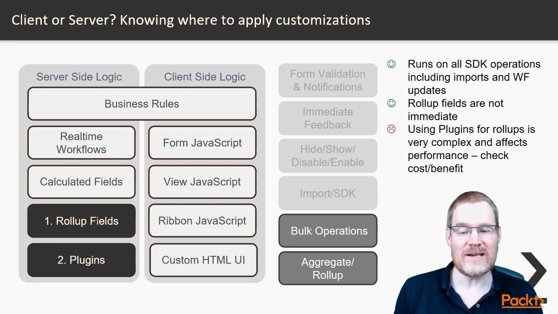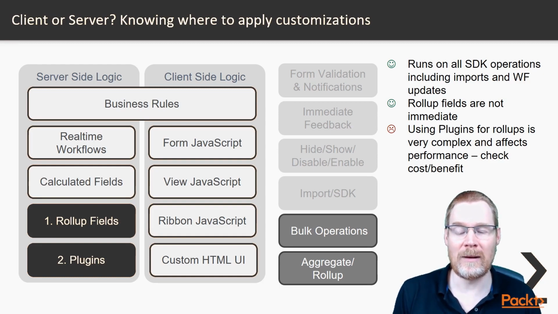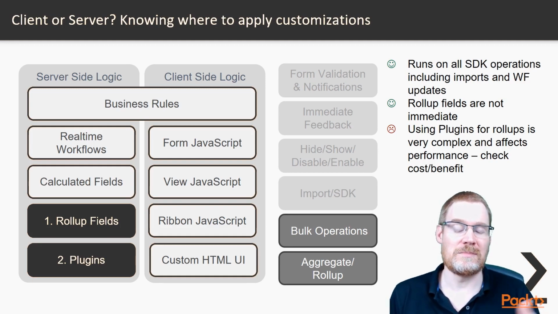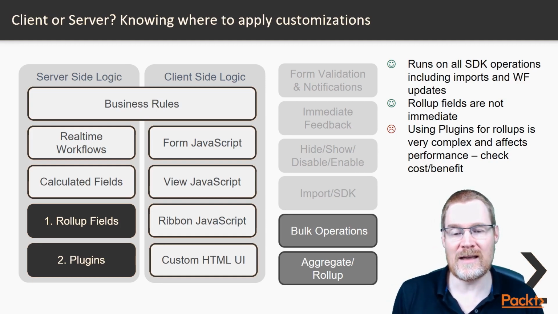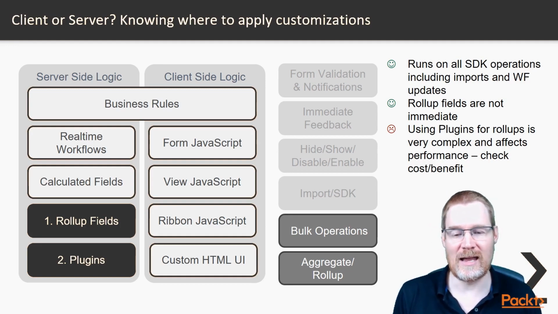But if you did need a server-side rollup, and you couldn't do it on a scheduled basis, because you didn't want to wait every hour for the rollup calculation to happen, then the only other option is having a plugin which would respond to the changes of the client, sending the update to the server, and then the server would detect that change and run that plugin, which would then run the aggregate query.